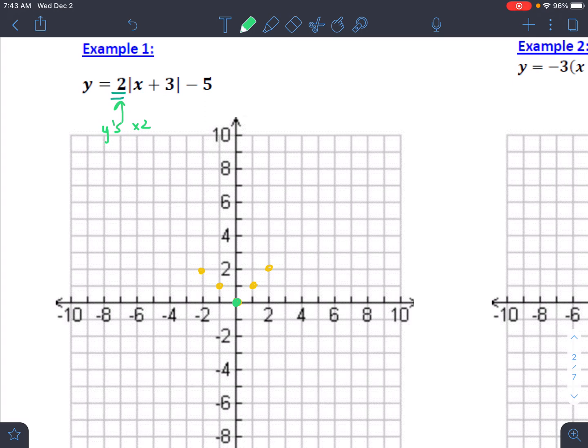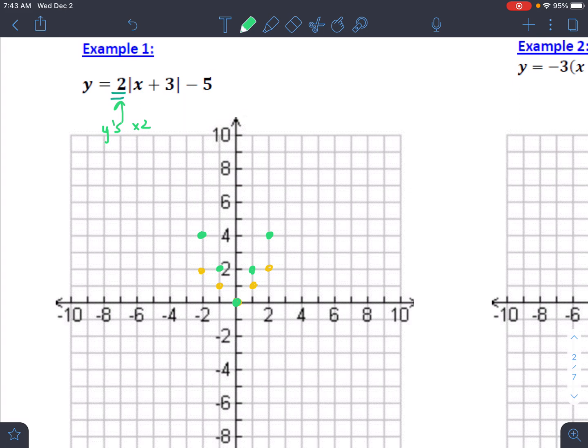So this y value is 1. 1 times 2 is 2. This y value is 2. 2 times 2 is 4. Sorry, I meant to say 1 times 2 is 2. 2 times 2 is 4.